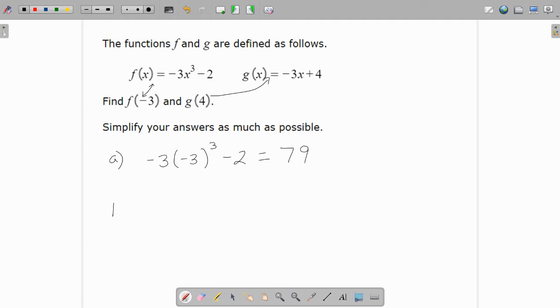And for part B, we're plugging 4 into x. -3 times 4 plus 4. That's negative 12 plus 4. That's negative 8 is your final answer. And you can use your calculator. I was just doing this out, piece by piece.